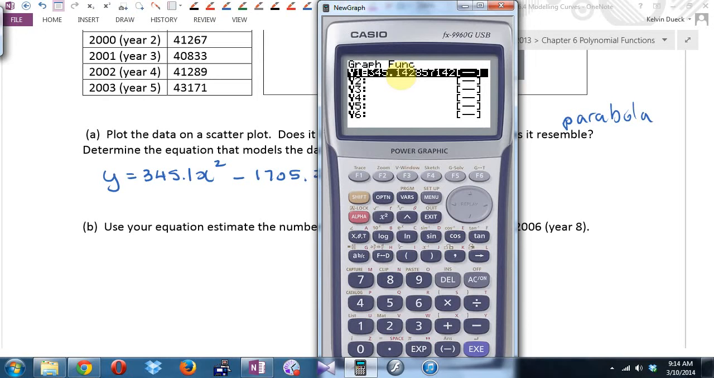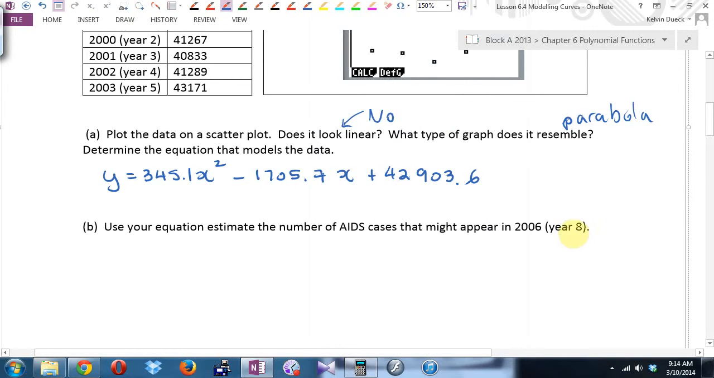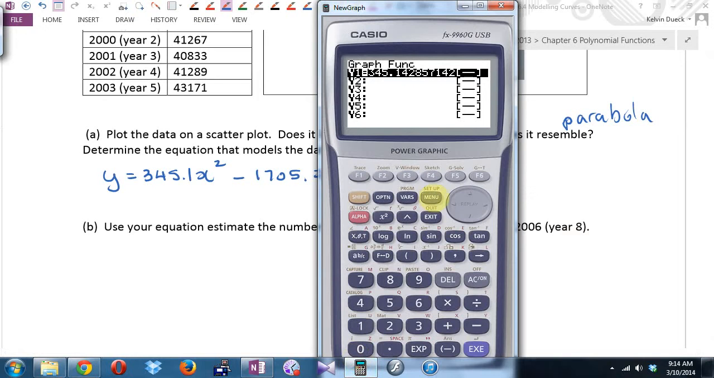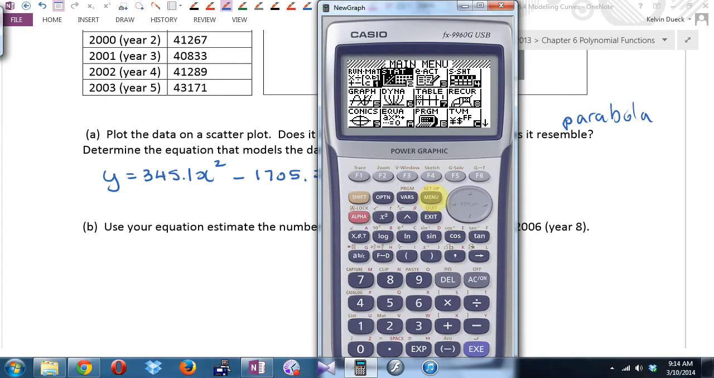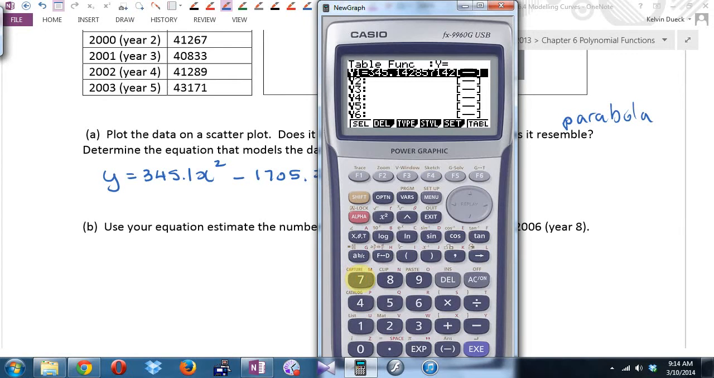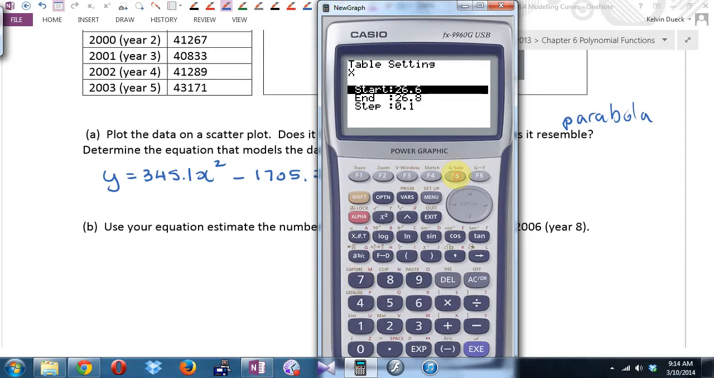And to get the estimated year 8, Rachel, I want to go to the table menu. So I'm going to go menu. For me, it's option 7. What option is table for you folks? Okay, as long as you know where it is. I'm going to set the table. What year do I want to find? Year 8. So how about start at year 7, end at year 9, go up by 1.